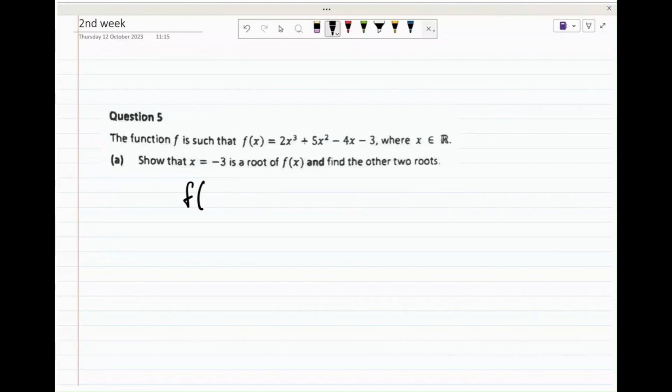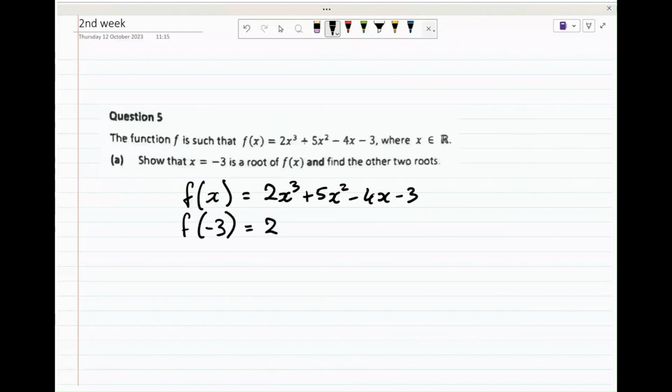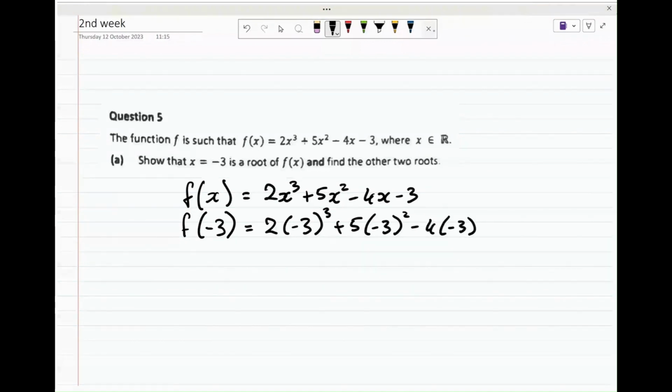So f of x is equal to 2x cubed plus 5x squared minus 4x minus 3. We sub in our root, f of minus 3 equals, wherever you see x, we're subbing in minus 3: 2 times minus 3 cubed plus 5 times minus 3 squared minus 4 times minus 3 minus 3. And so we can multiply all this out. I'll just rewrite all this to make it a bit easier to understand.